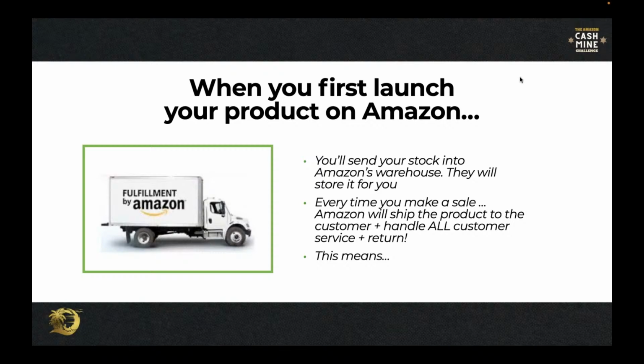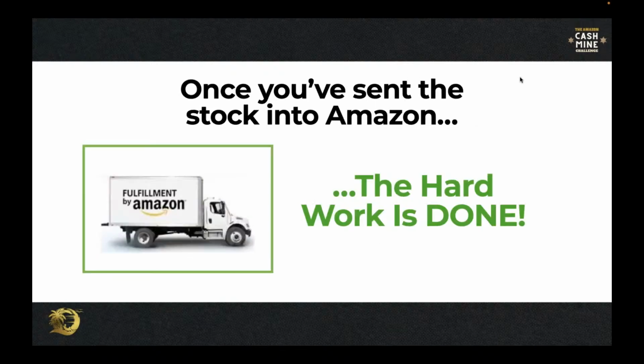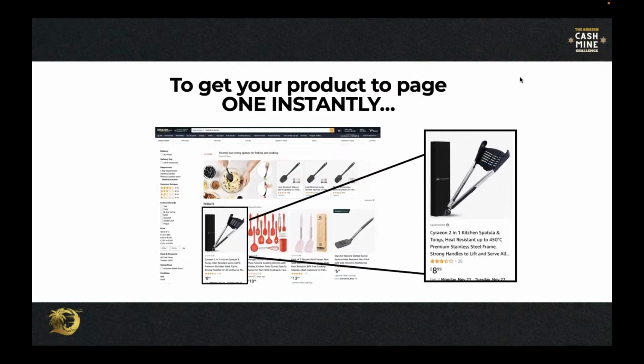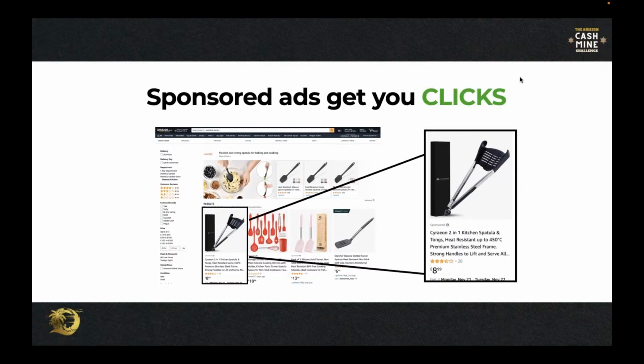So this is the cool thing, right? This means once you've sent the stock into Amazon, the hard work is done for you. You just need to send the stock in. Amazon does everything else. Now, the only issue is when you first send your product into the warehouse, it's going to be on like page 200 of the search results, right? And the problem is no one's going to find your product when it's on page 200, right? It's just too difficult for customers to actually find it. So if you want to get your product to page 1 instantly so customers can click on it and so you can get sales, sponsored ads get you clicks on your listing.